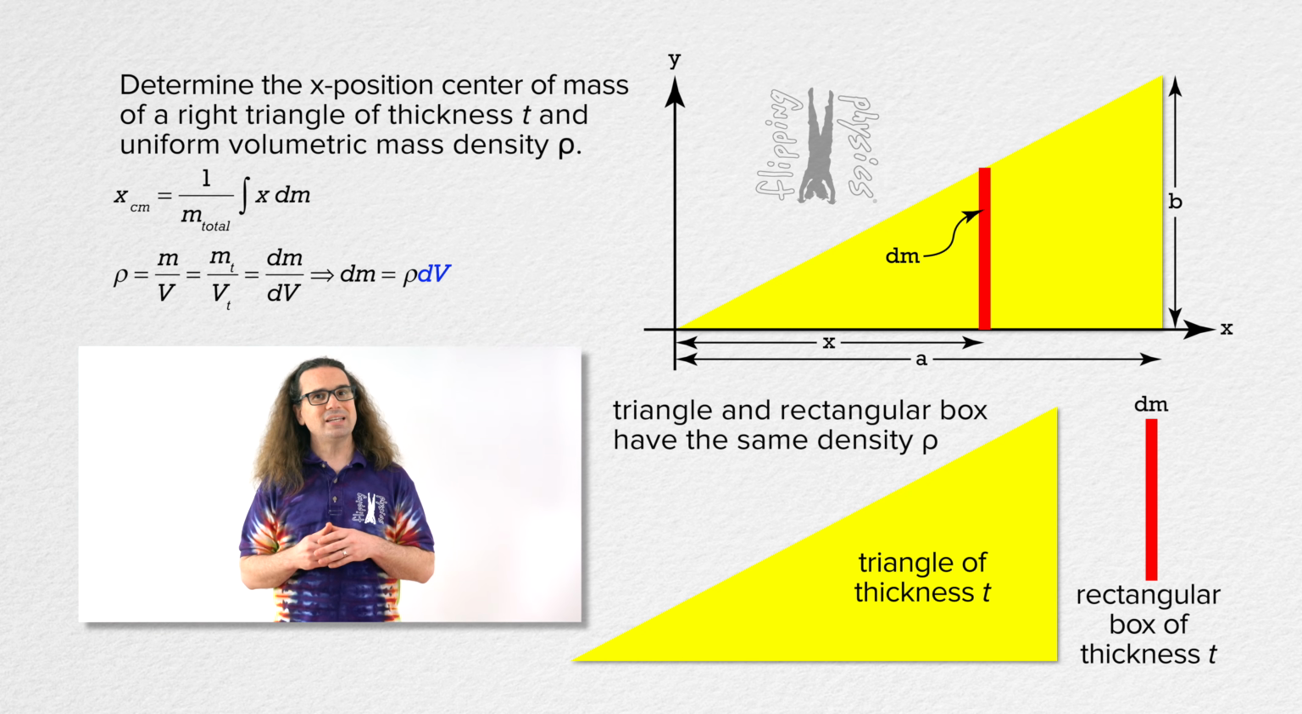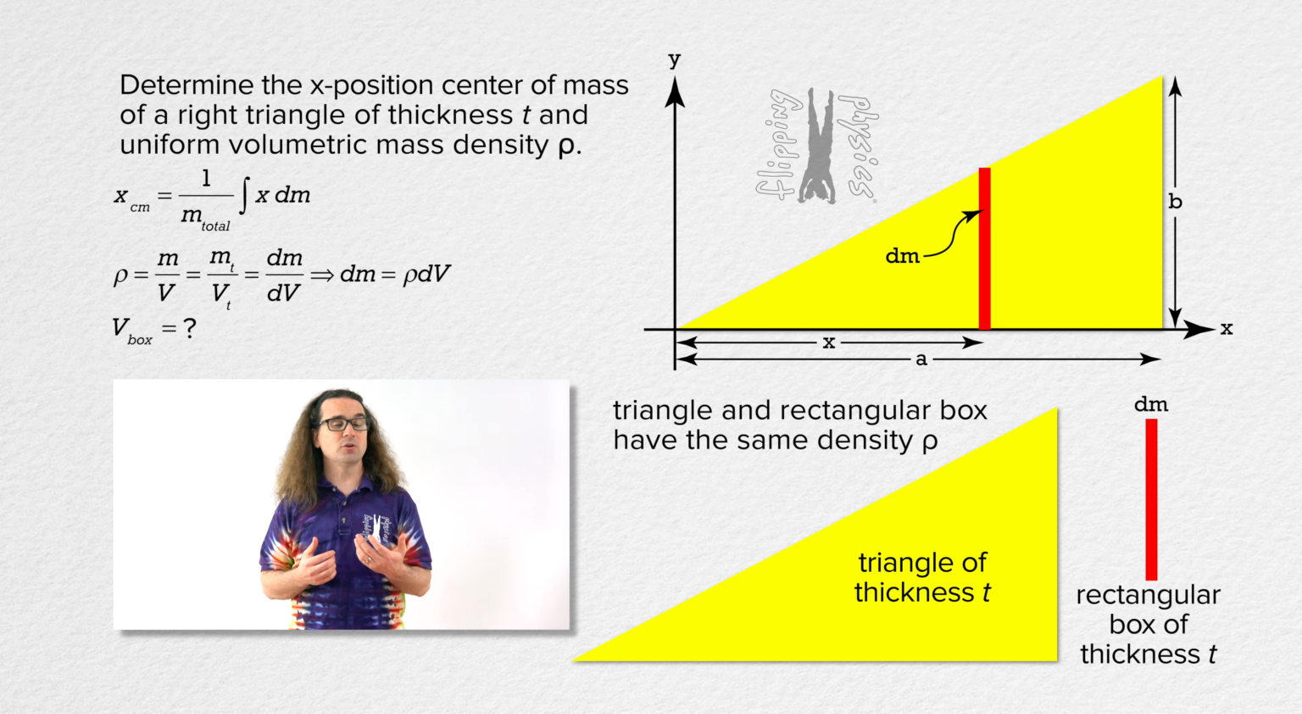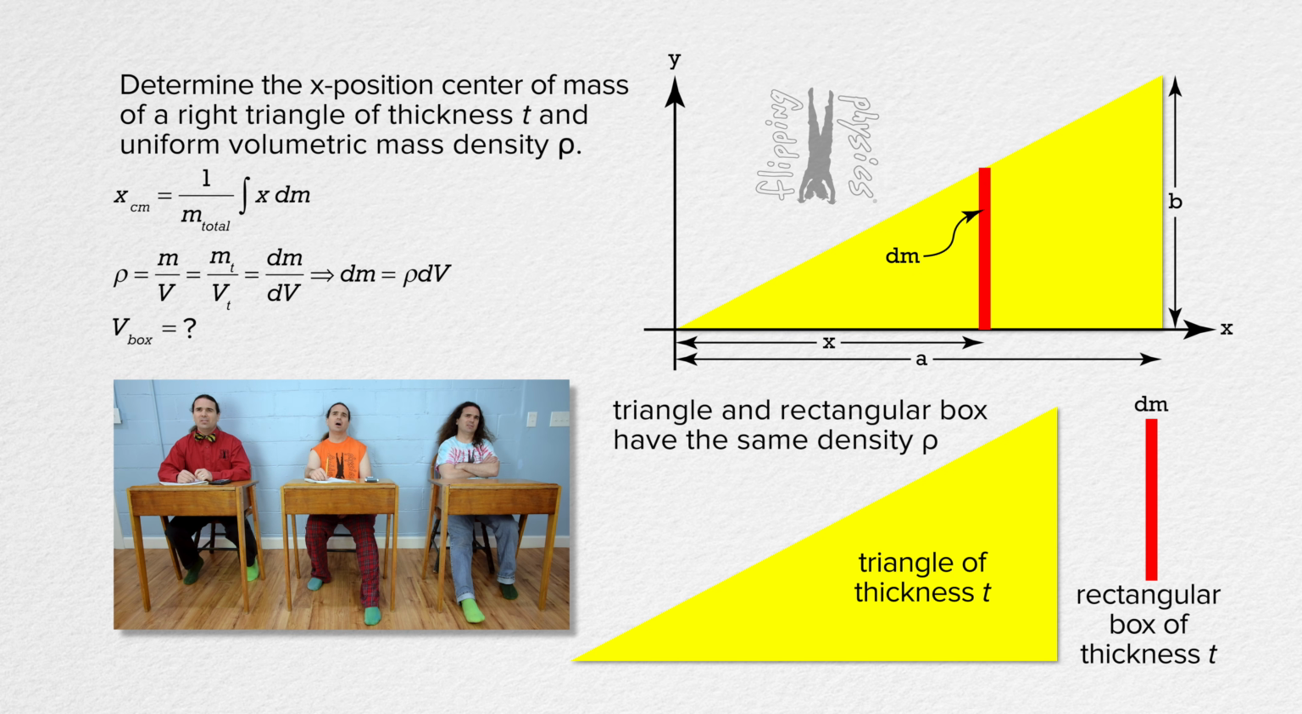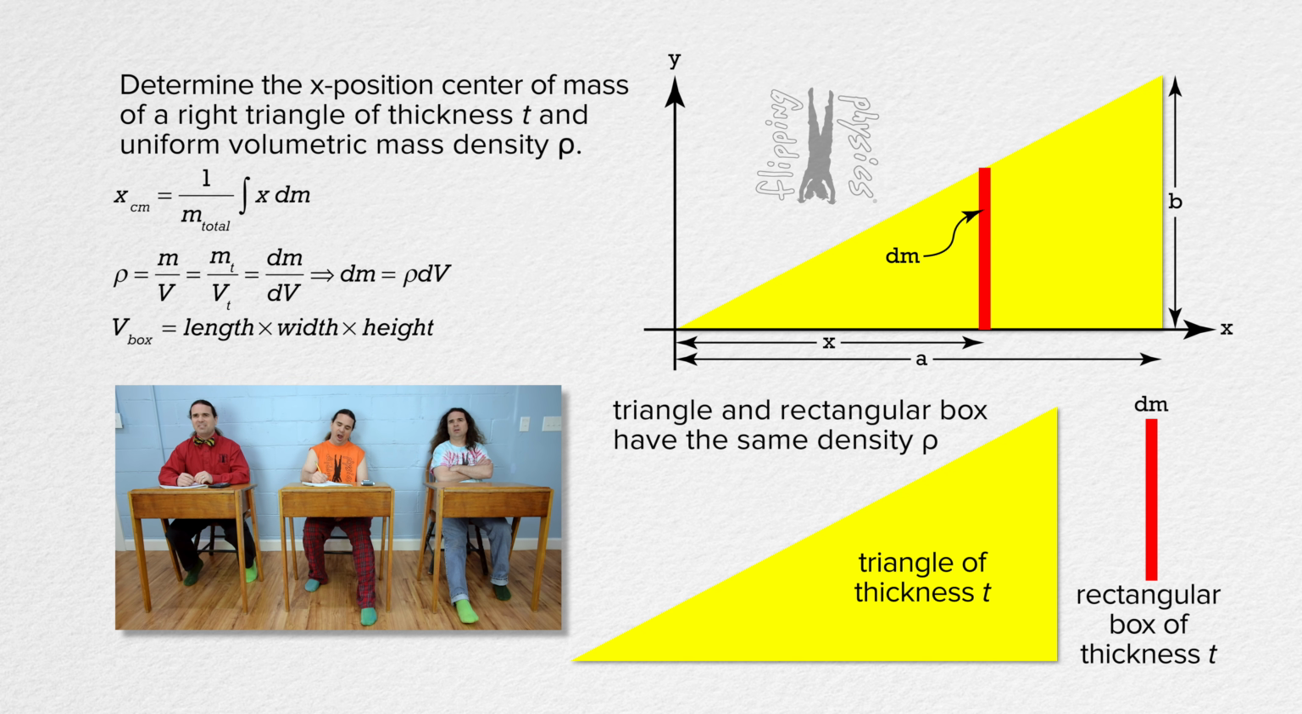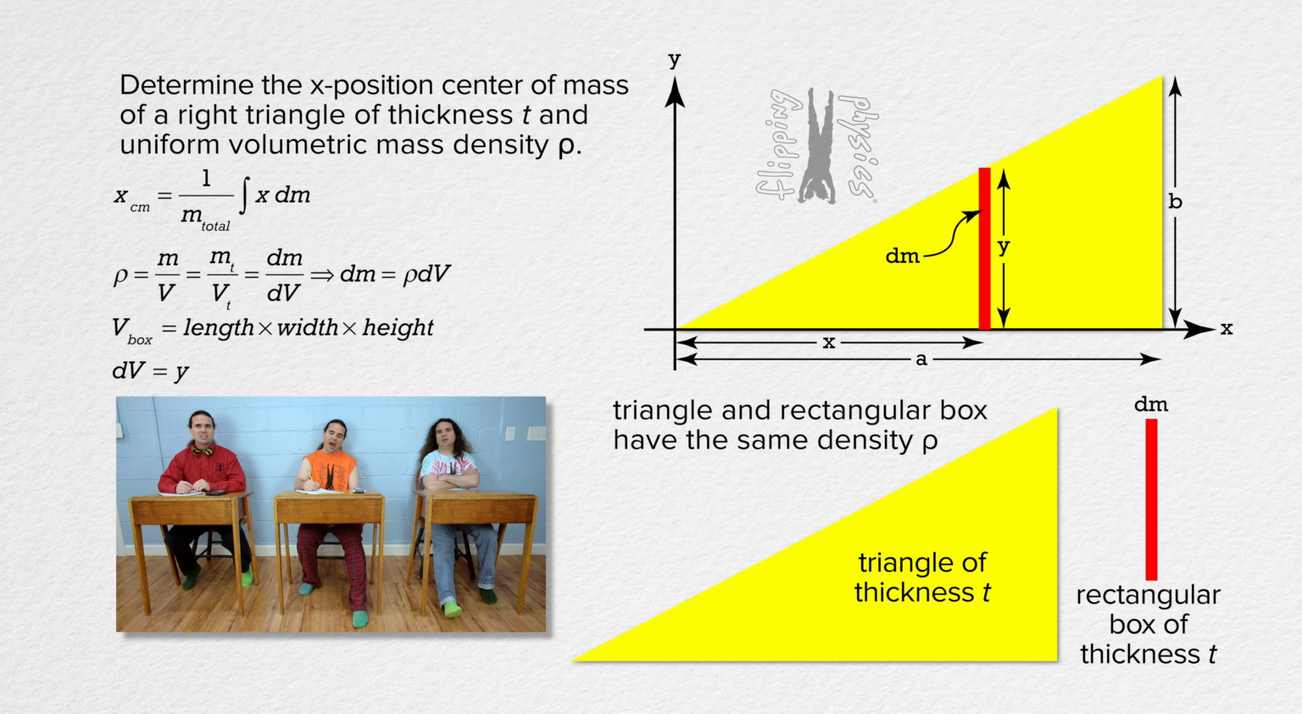Billy, what is the equation for the volume of a rectangular box? The volume of a rectangular box is length times width times height. What then is the equation for the volume dv of this rectangular box dm? The volume dv then is y times t times x. Billy, y and t are correct. However, x is not correct.